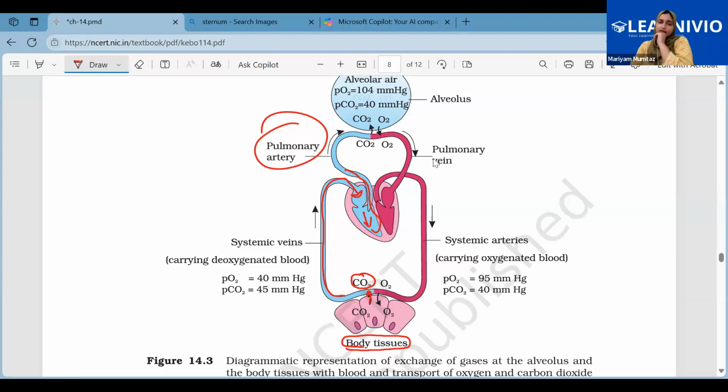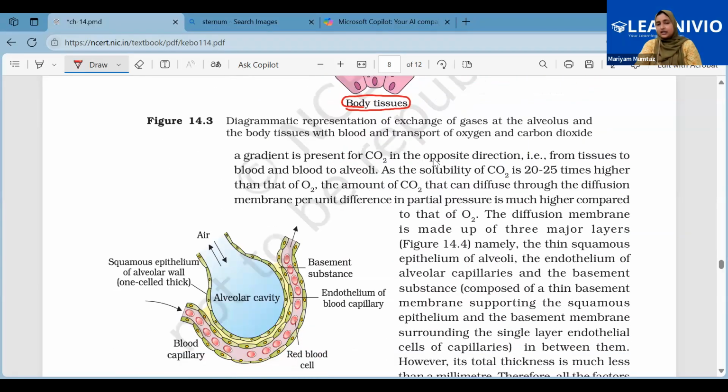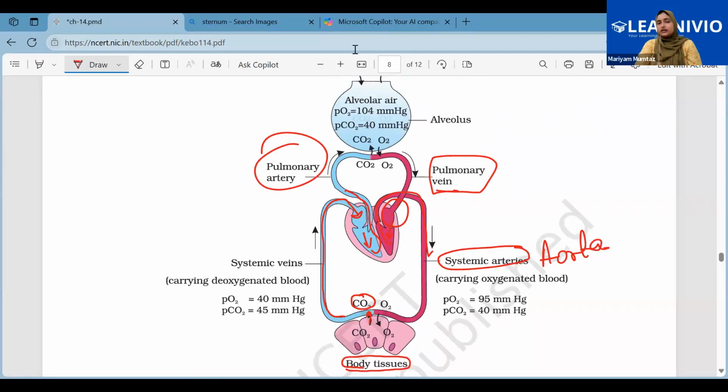Now the O2 rich blood comes by the pulmonary vein into the left auricle, and then from the left auricle it goes into the left ventricle, and then it is carried by the systemic arteries or the aorta to be distributed to the entire body's cells. That is your basic double circulation, isn't it? Now, this double circulation aids in the delivery of the different gases at different locations. Clear? This much is clear?